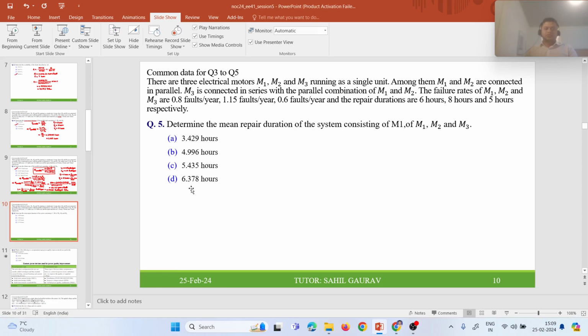So in this problem, you have to determine the mean repair duration of the system consisting of M1.